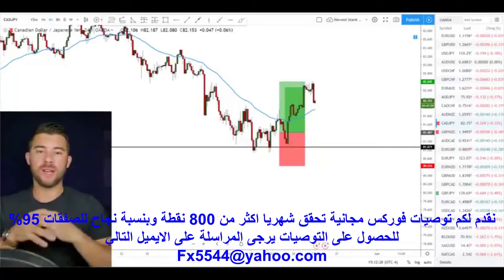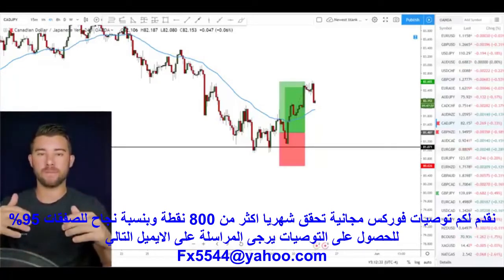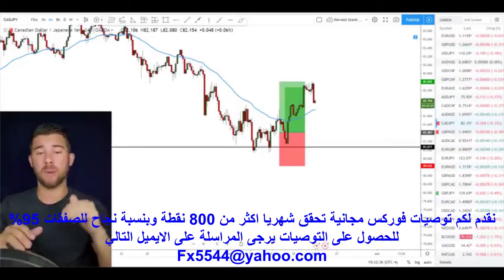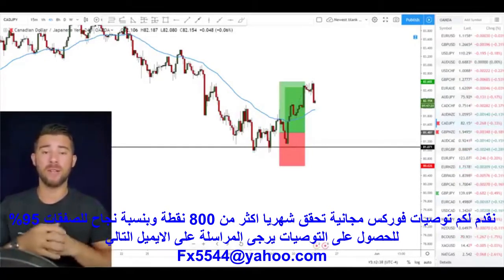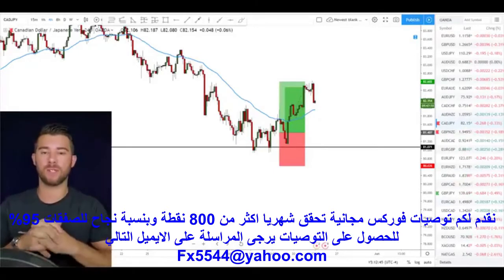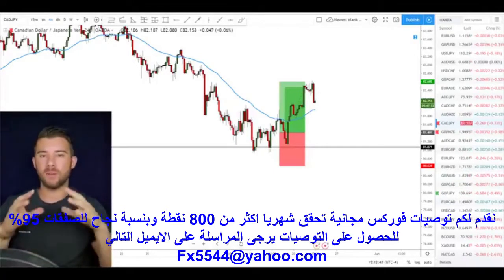So, reversal trading can be extremely tricky. And the reason is because it's almost impossible to pick the very bottom of a market when it's trending down, almost impossible to pick the very top of a market if it's trending up, or the exact price that it's going to turn around. But there are a few different ways.